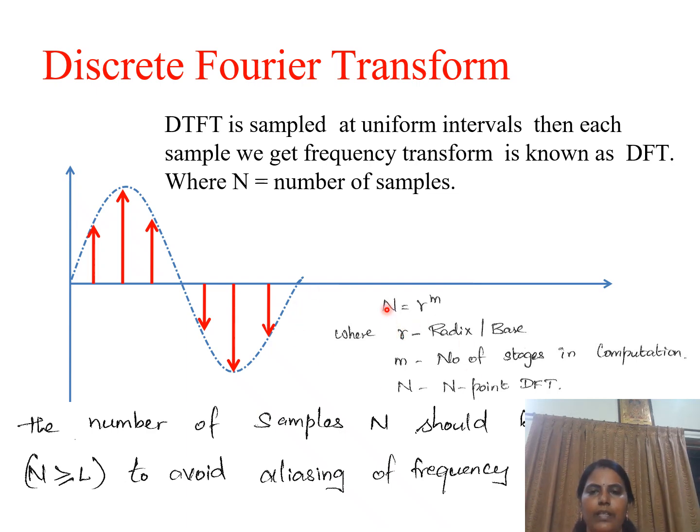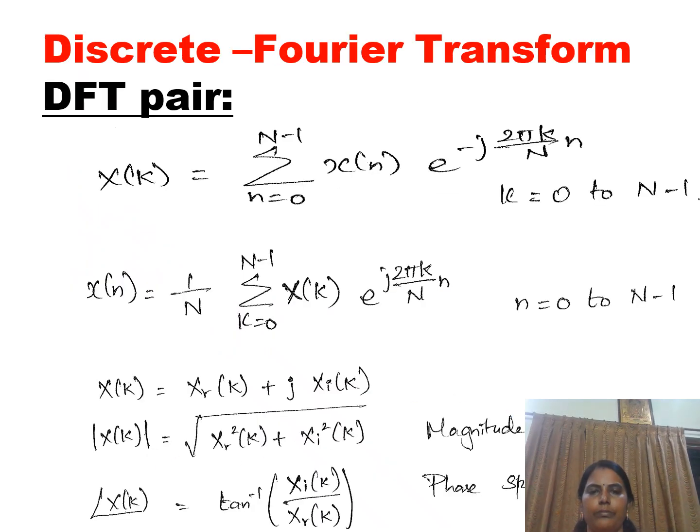In DTFT, N is equal to r to the power m. r is nothing but base or radix. m is nothing but the number of computational stages, whereas N is nothing but the N point DFT. So this is the formula for DTFT.